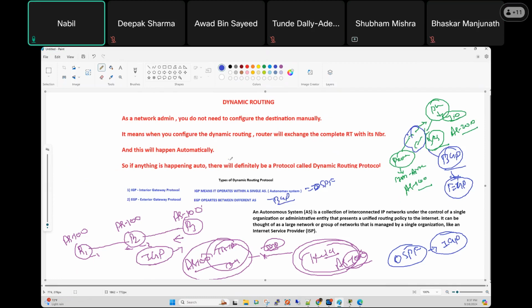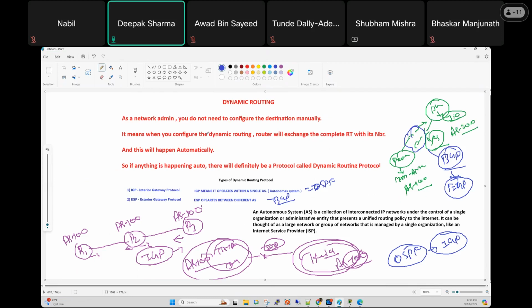So that is all about dynamic routing. I hope you understand what dynamic routing is and what its types are. There are two types of dynamic routing, IGP and EGP. IGP stands for Interior Gateway Protocol and EGP stands for Exterior Gateway Protocol. IGP helps us make communication possible within a single AS or the same AS. And if you are using EGP, you are able to make communication possible between different AS. Done, everyone? Tell me, clear?